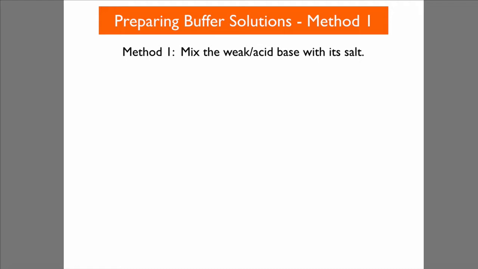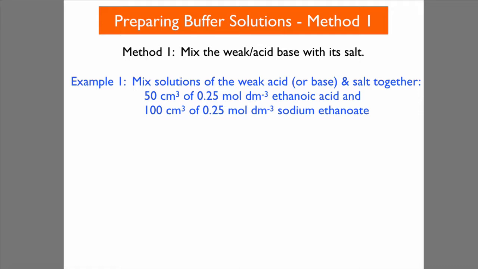Preparing buffer solutions. There are a few methods of doing this. Let's look at the first method. We can mix a weak acid or base with its salt. For example, you can mix solutions of a weak acid or base and its salt together. If you had 50 centimeters cubed of 0.25 molar ethanoic acid and 100 centimeters cubed of 0.25 molar sodium ethanoate, you'd have a buffer solution. You can see here we're using twice as much of the sodium ethanoate as we were of the ethanoic acid.